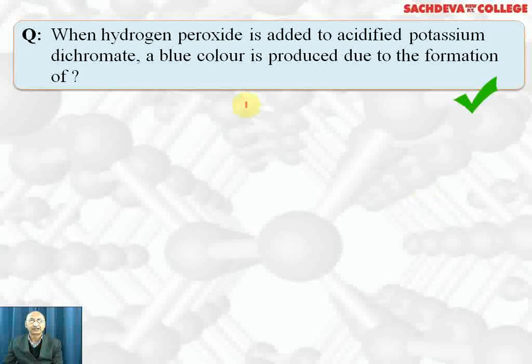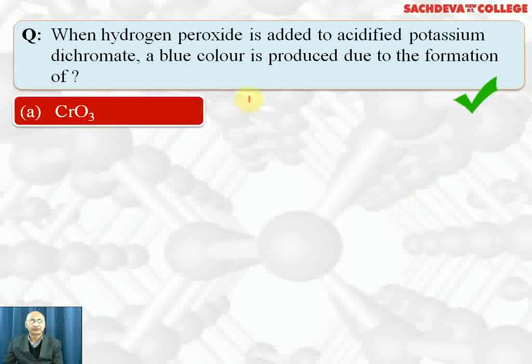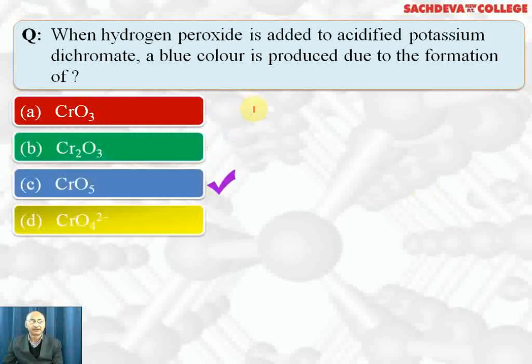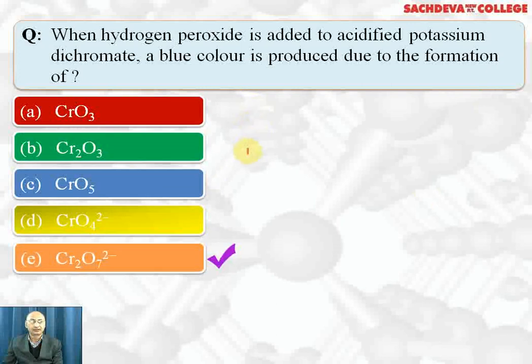When hydrogen peroxide is added to acidified potassium dichromate, a blue color is produced due to the formation of CrO3, Cr2O3, CrO5, chromate and dichromate ion. Correct answer is CrO5, which is blue in color. Cr2O3 is green, CrO3 is red, chromate ions are yellow and dichromate ions are orange. So correct answer is C part. This is chromium peroxide. There are two peroxide linkages and one oxide linkage and oxidation state is +6 and not +10. C part is the correct answer.